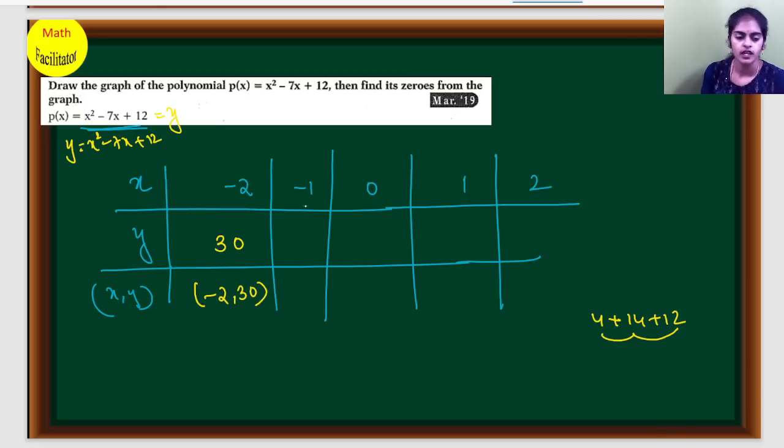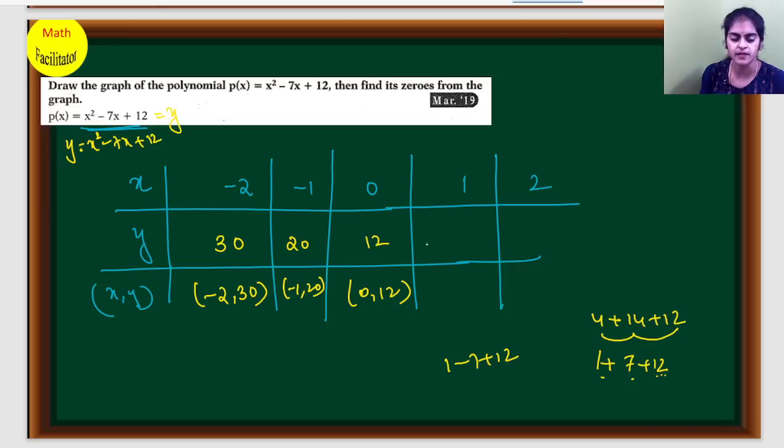Very big value. Now if I take minus 1, it is 1 plus 7 plus 12. So how much am I getting? 8 plus 12. So it is 20. So this is minus 1, comma 20. If I take it as 0, I get a 12 here. So it is 0, comma 12. If I take 1, so 1 minus 7 plus 12. Okay, so it is minus 6 plus 12 is plus 6. So this is 1, comma 6.